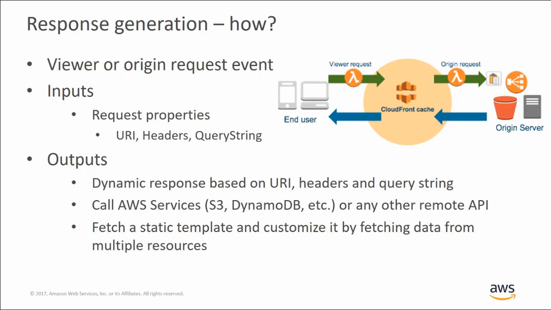On the other hand, if you want to cache it, origin request is the right place to do that. And in your Lambda function, since you can make network calls to external services, you can call multiple data points, multiple HTTP endpoints. These could be AWS services. It could be other remote APIs. You could collect and aggregate all the content and then build a full dynamic web page directly at the edge and serve it back to the users.